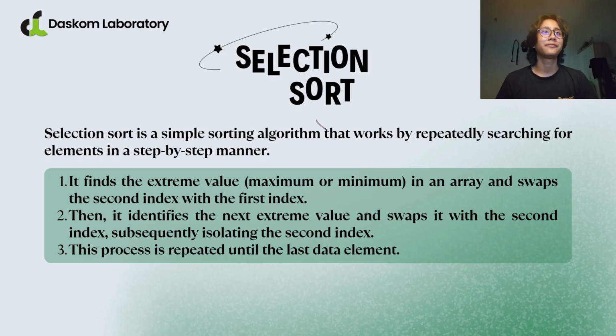First, it finds the extreme value, which is the maximum or minimum in an array, and swaps it with the first index. Second, it then identifies the next extreme value and swaps it with the second index, subsequently isolating the second index. Third, this process is repeated until the last data element.